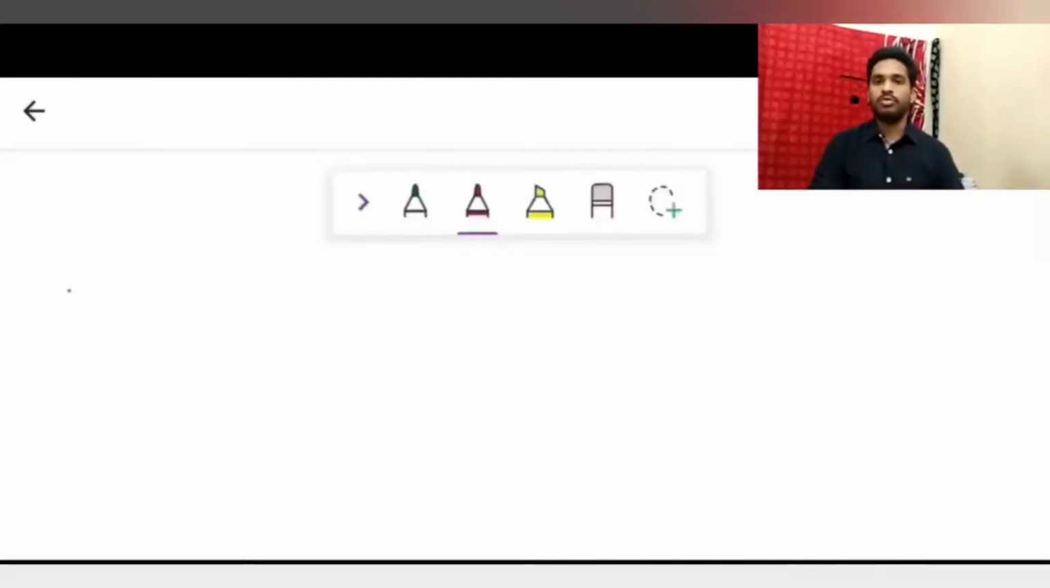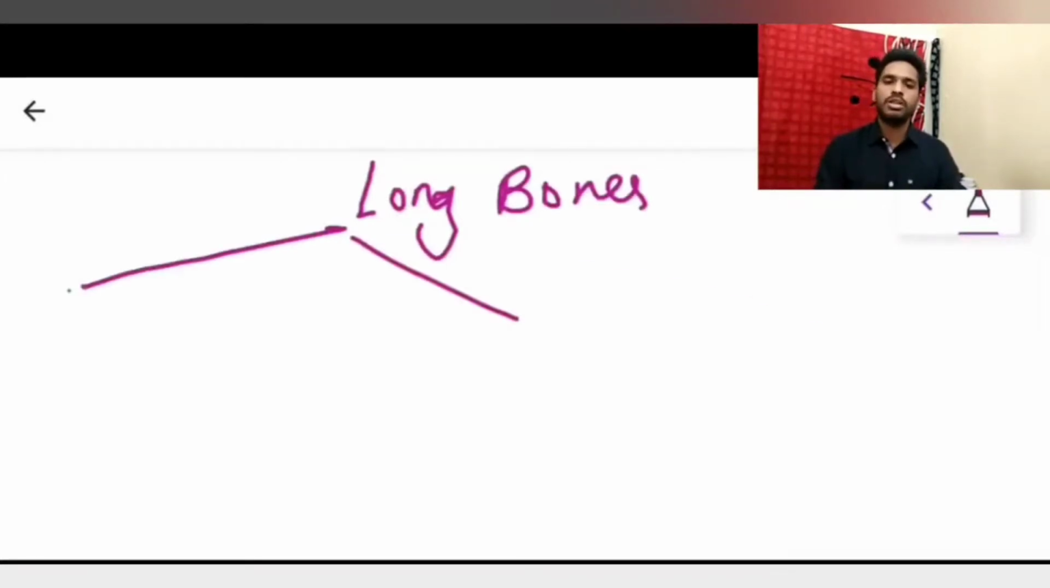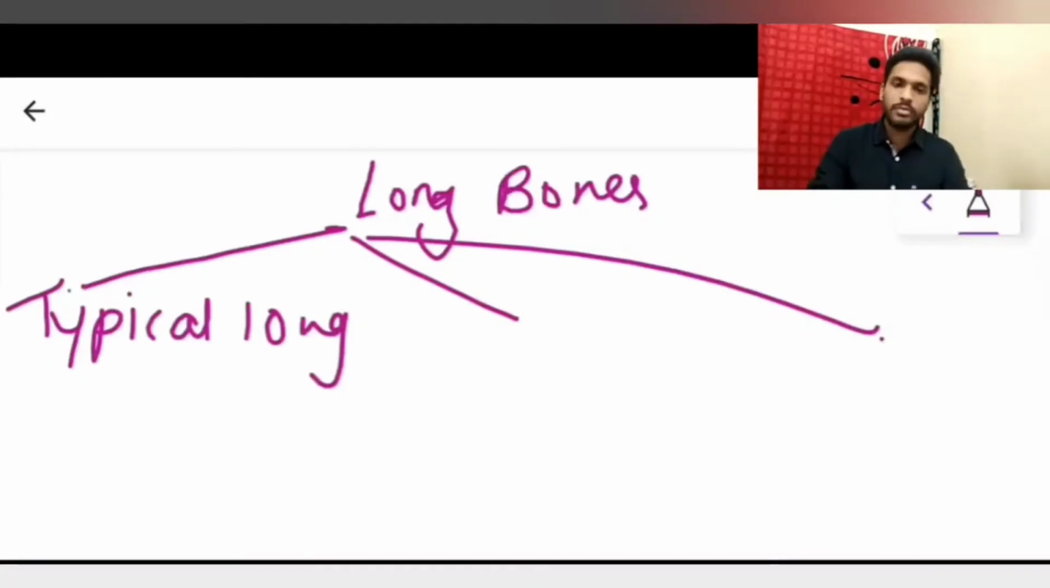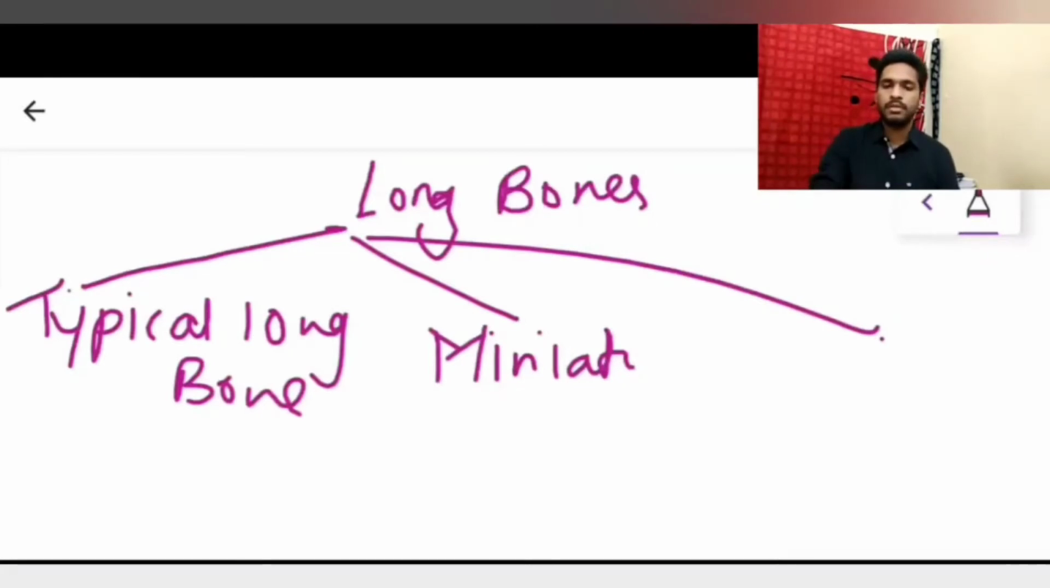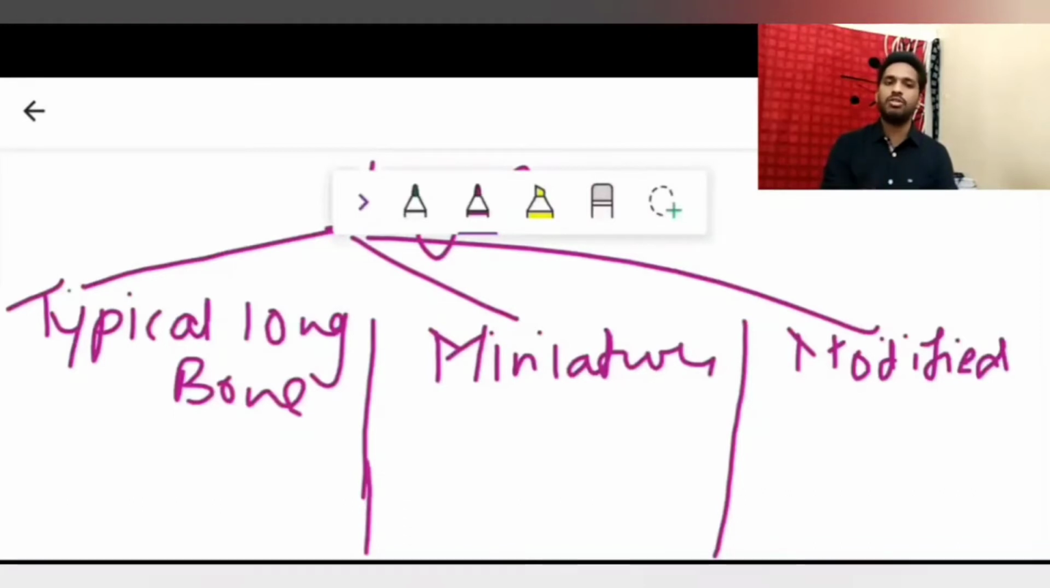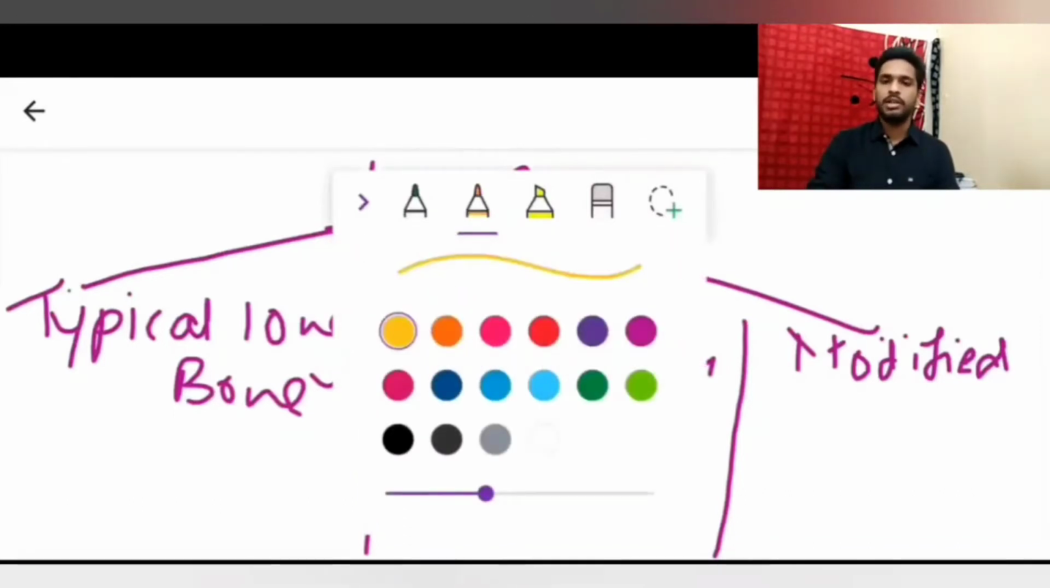So now let's start with the first one, that is the long bone. We'll talk about each and every type one by one. So what is important about long bones? Long bones are further divided into 3 types. One is typical long bone. Then we have miniature long bone. We have modified long bone. So these are the basic 3 types of long bones. First we have 7 types according to shape. Then in the first one, that is the long bone, we have 3 types, that is typical, miniature and modified.